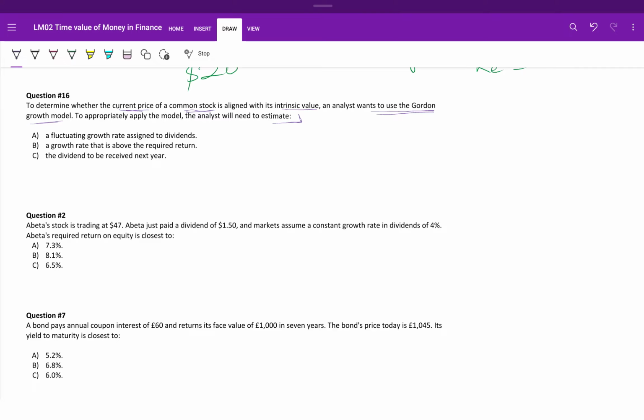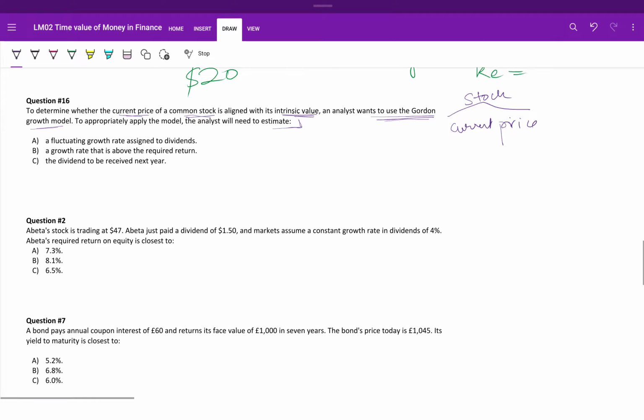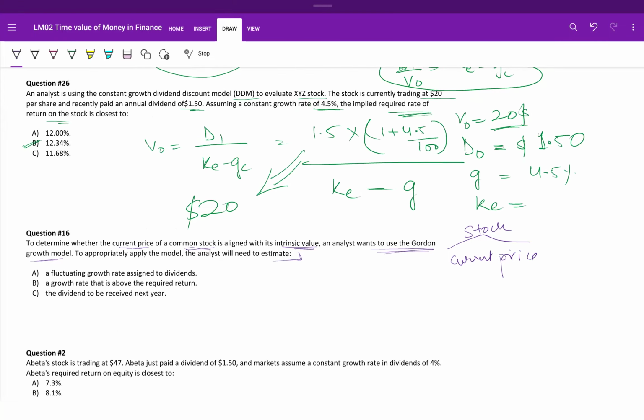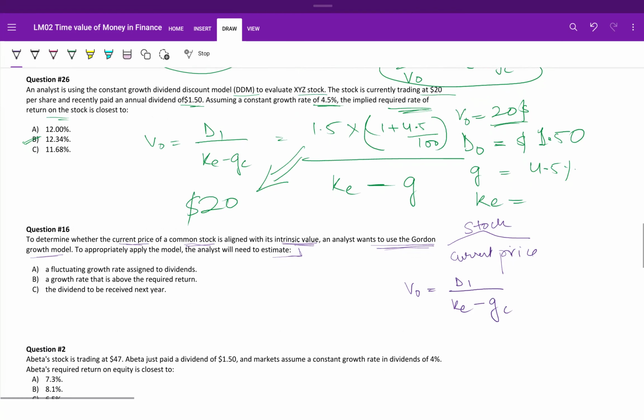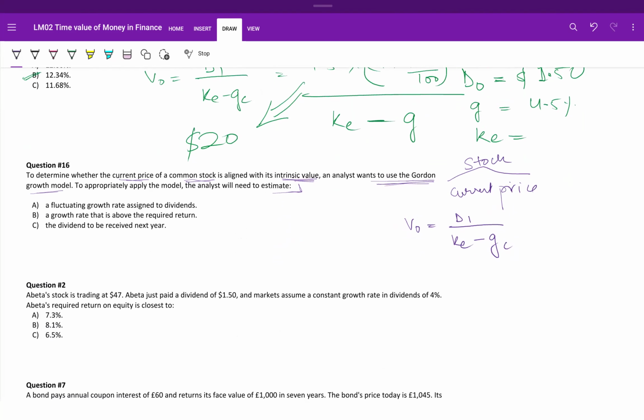So the current price, and we are talking about a stock, not bonds, is aligned with its intrinsic value. If it's aligned with its intrinsic value, what does this mean? The analyst wants to use the Gordon growth model, and the formula is V0 equals D1, the dividend next year, divided by the cost of equity minus the growth constant. This is constant growth.